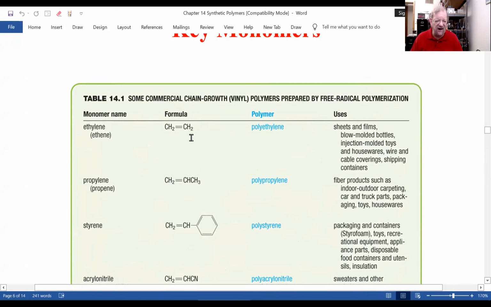When L is a hydrogen, polyethylene, you know that as saran wrap. Now, this has the common name ethylene, put a lot of together, we call it polyethylene. When L is a methyl group, we call that propylene. That's the common name, not propene. And we call it polypropylene.